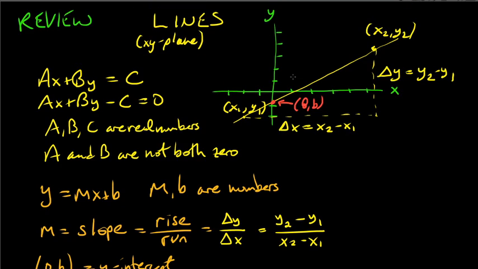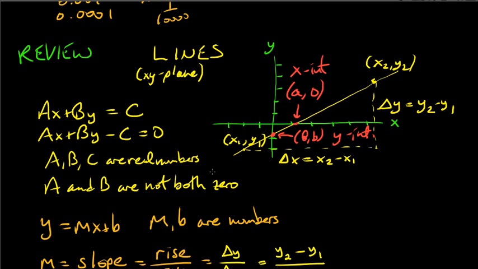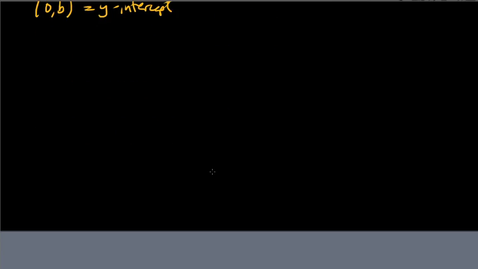And of course, there's also an x-intercept right here. I don't know what letter to give it. Maybe (a, 0). So that would be your x-intercept, and (0, b) would be your y-intercept. Completely unrelated to capital A and B, so nothing having to do with this A and B here in this version of the equation of a line. Okay, so that's lines.